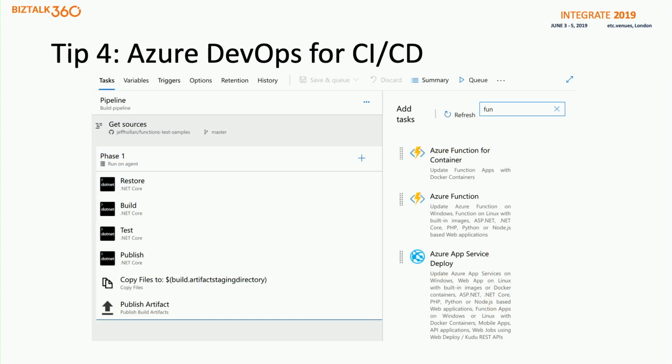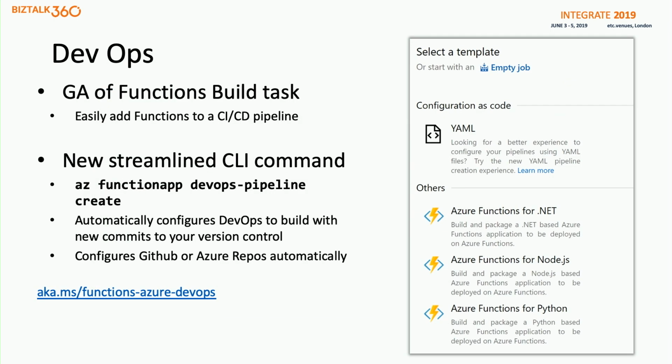We've had a lot of really good inner loop tools for a long time, but what we've been lacking is good outer loop tools, or at least a good way to set up good outer loop tools. So tip number 4 is our Azure DevOps CI/CD integration, which has been improved immensely in the last couple of months. At Build, we just announced a bunch of new functionality in DevOps. We introduced a functions build task, which allows your function app to be built automatically by Azure DevOps.